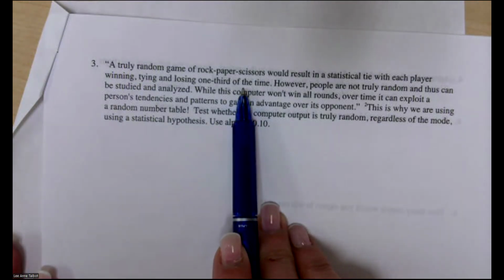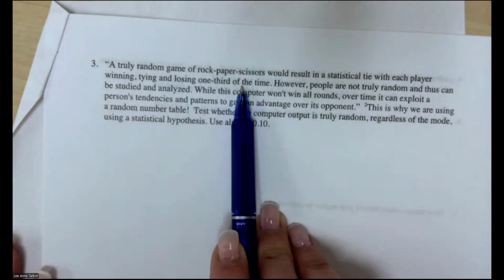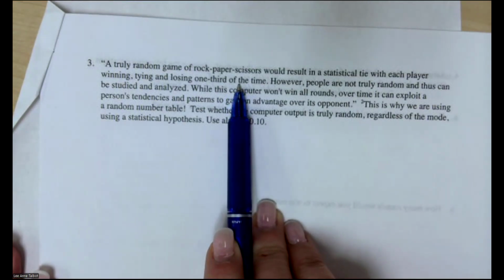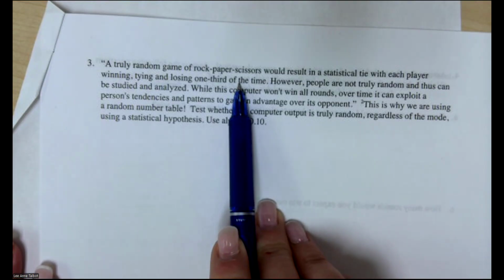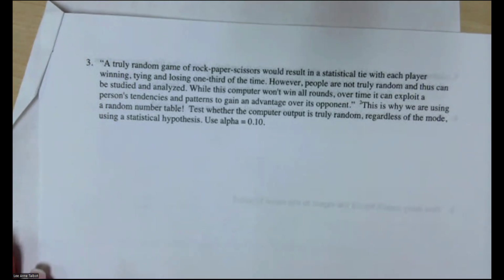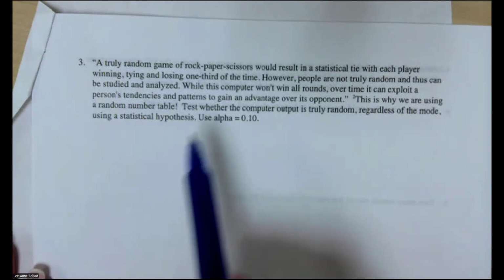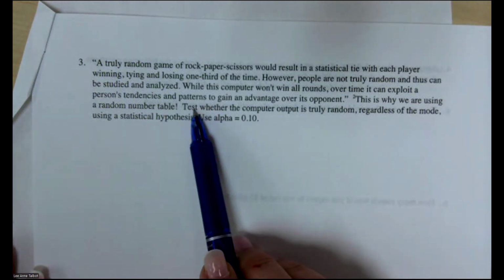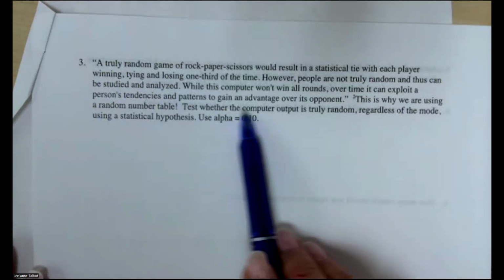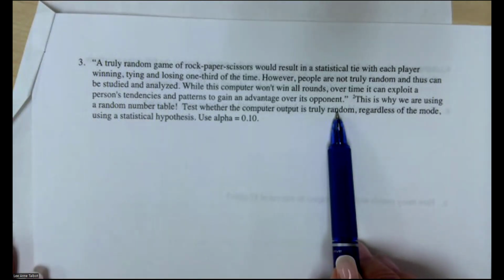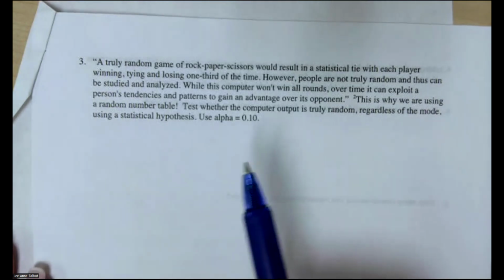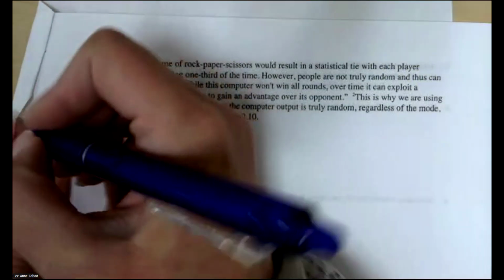Something like winning, tying, and losing occurs 1/3 of the time, or occurs equally. Winning, tying, and losing occurs equally, or is distributed equally, or something like that. I would just copy off of this. What if you said winning, tying, and losing is truly random? I think that works too. So there's a lot of options.